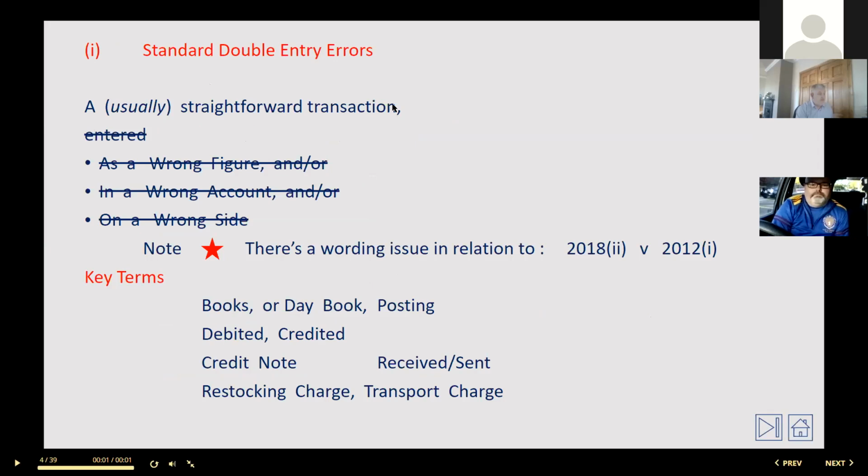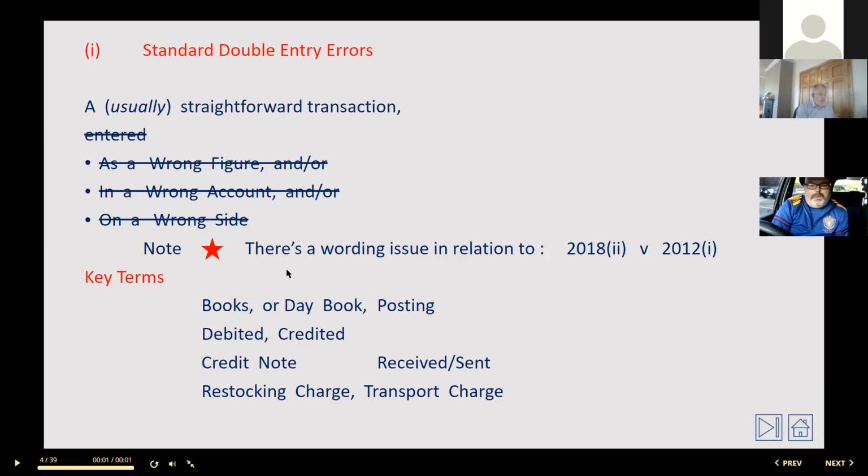A usually straightforward transaction has been entered as a wrong figure and or in a wrong account and or on a wrong side. I put that in there because there's a wording issue in relation to the 2018 part 2 and the 2012 part 1. As you probably know, there's a questions section on the website, and a lot of the questions come from young teachers. A question I've got a few times is, why are those 2 questions treated differently? I have no idea why, except that they are. As a consequence, I don't think we'll see 2012 again. I think we will see the like of 2018 again.